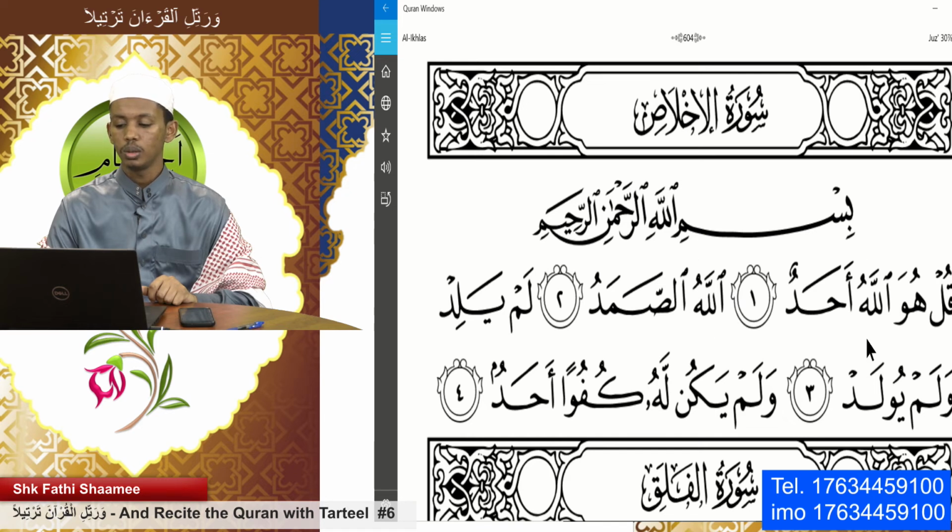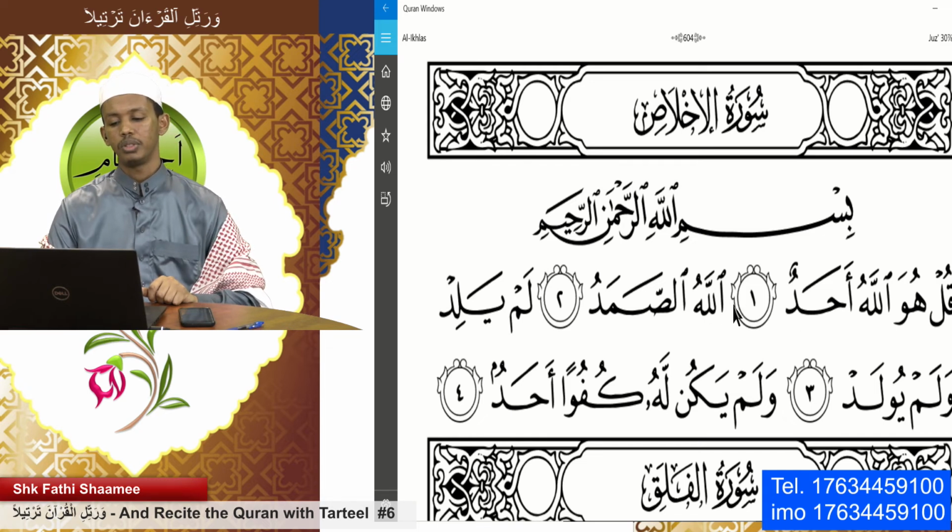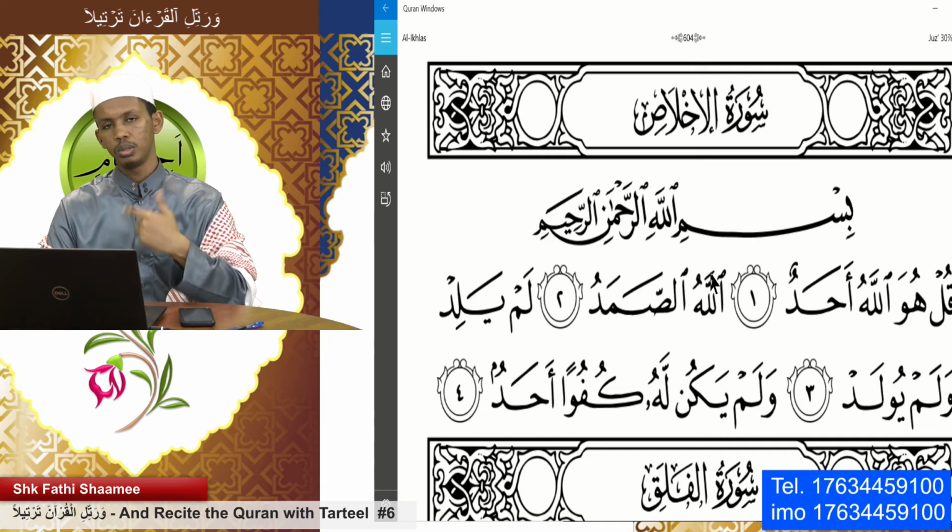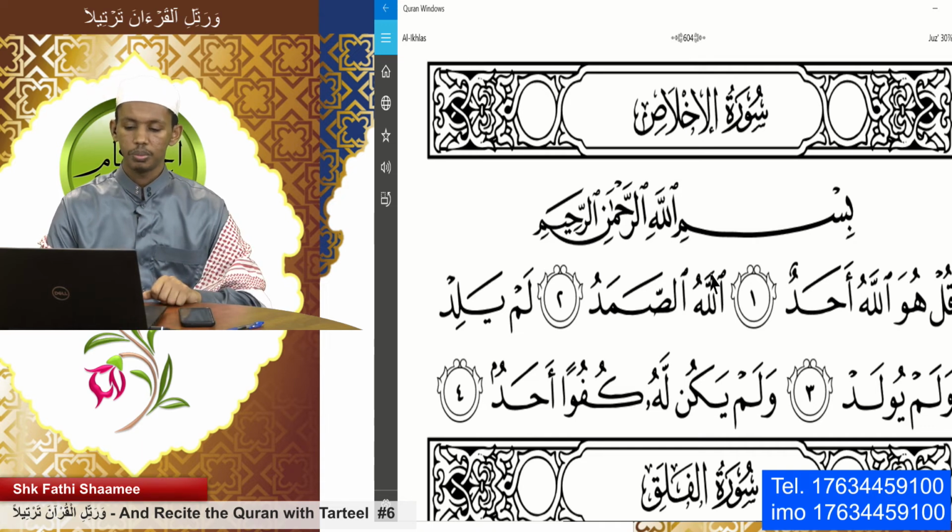Qul huwa Allahu. So we make this heavy as well, right? Both are heavy because there is a fatha before it. Here there's no fatha written, but when you pronounce the word, there's a fatha there. Allahu sa, not sin. Don't say Allahu sa. That is incorrect. Allahu samad, Allahu samad.